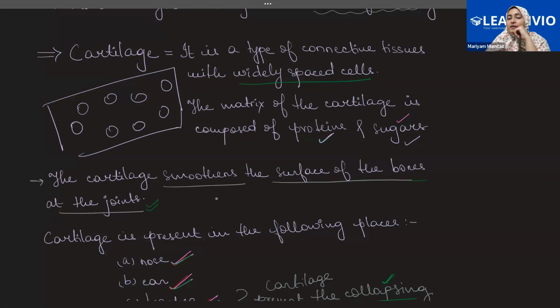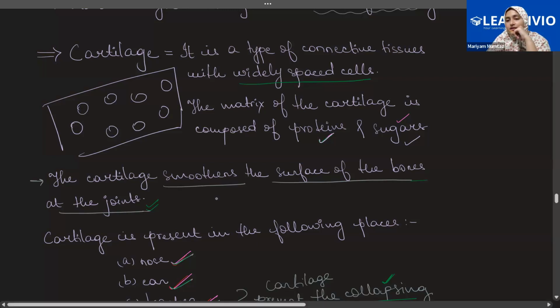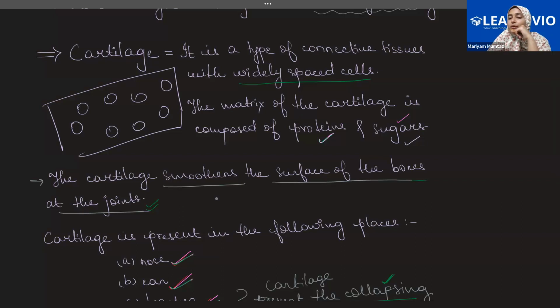But here it will be made up of proteins and sugars. Now, the cartilage smoothens the surface of the bones at the joint area. So, it smooths the surface. That is why whenever we sit down or get up or walk, our bones don't make noise.